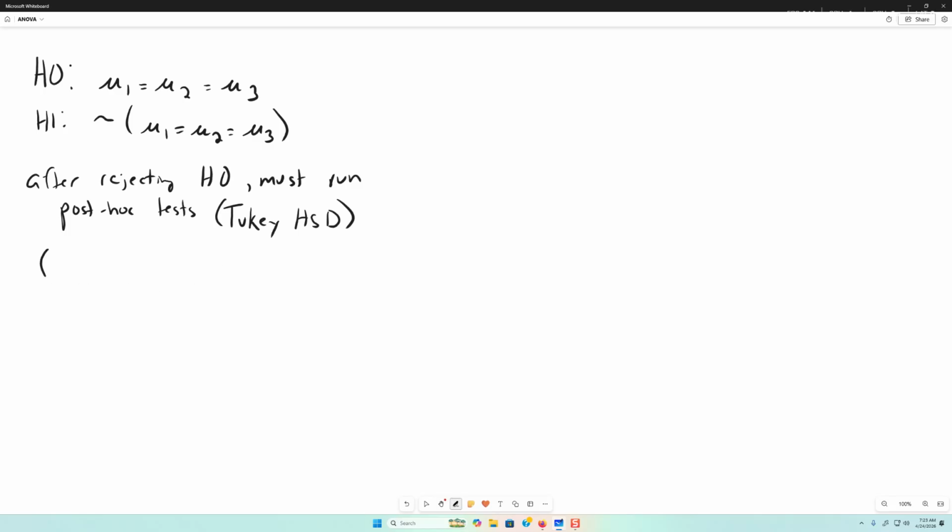So if you fail to reject null, you just say that there is no difference. There's no point looking for differences with Tukey tests because you're basically saying all the means are the same. So fail to reject null, stop, and conclude there are no differences.